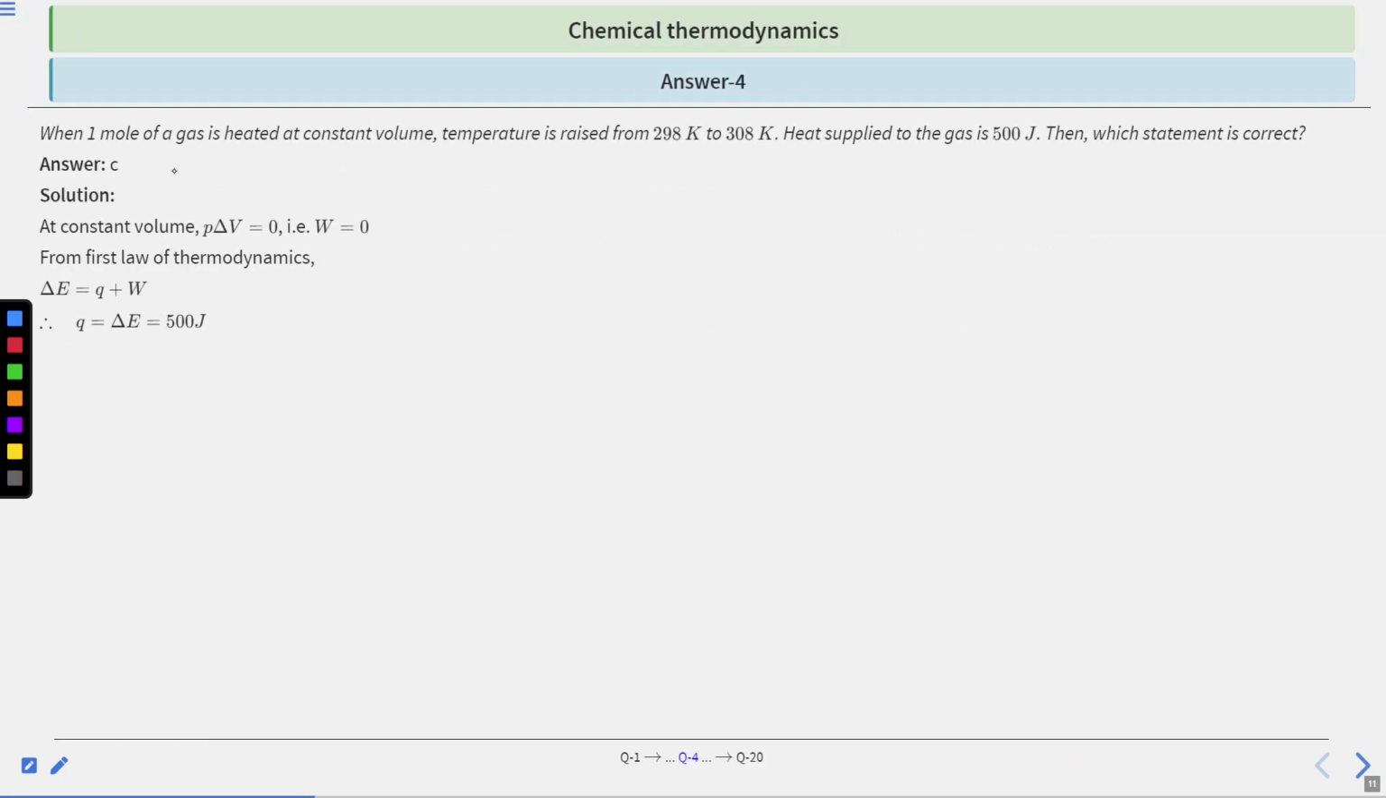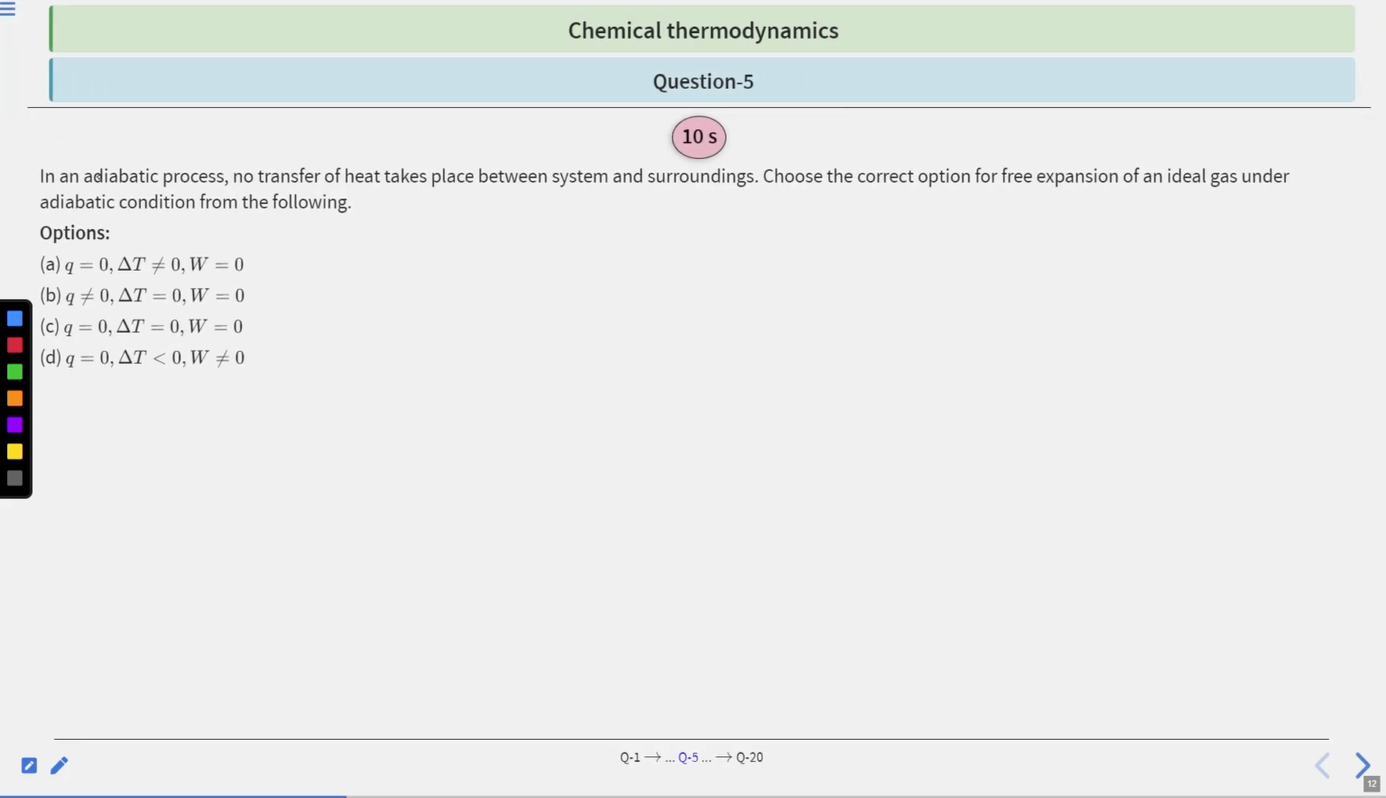Okay, so the correct answer is option C. At constant volume, P del V will be equal to 0 because there is no change in volume. Therefore, work done will be 0. And from the first law of thermodynamics, del E equals Q plus W. So Q will be equal to minus of E, which is 500 joule. Hence, option C is the correct answer.